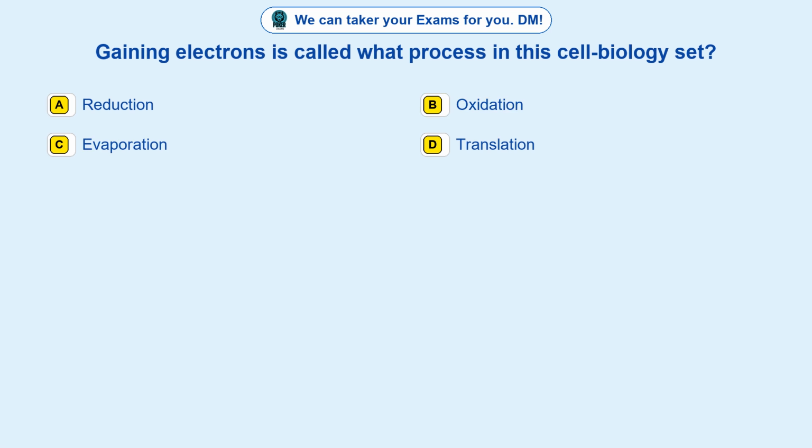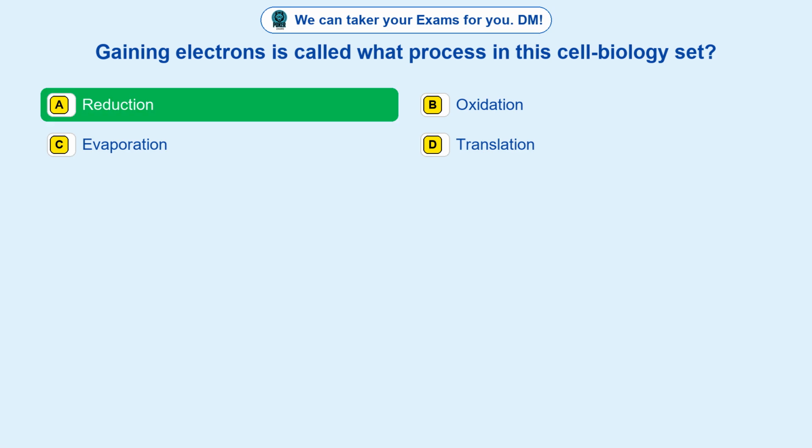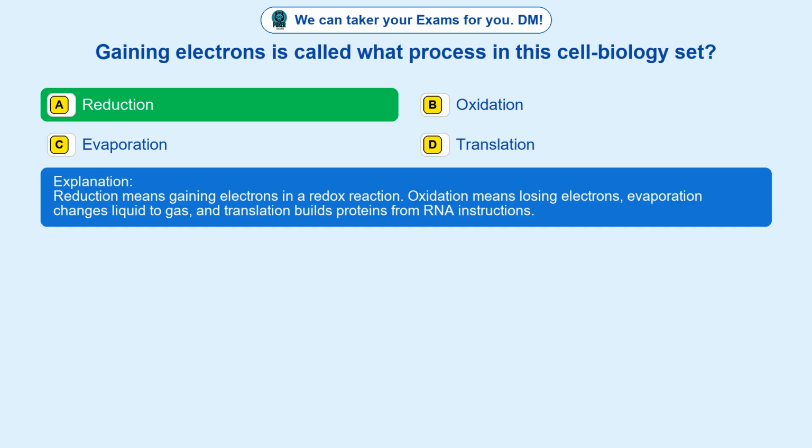Question 44. Gaining electrons is called what process in this cell biology set? Option A, reduction. Option B, oxidation. Option C, evaporation. Option D, translation. The correct answer is option A, reduction. Reduction means gaining electrons in a redox reaction. Oxidation means losing electrons, evaporation changes liquid to gas, and translation builds proteins from RNA instructions.